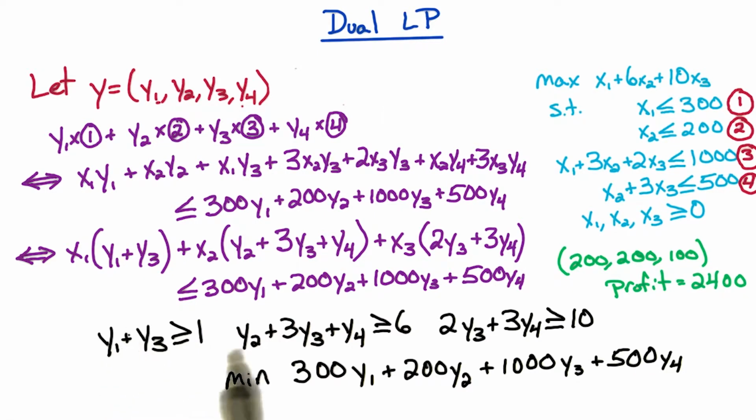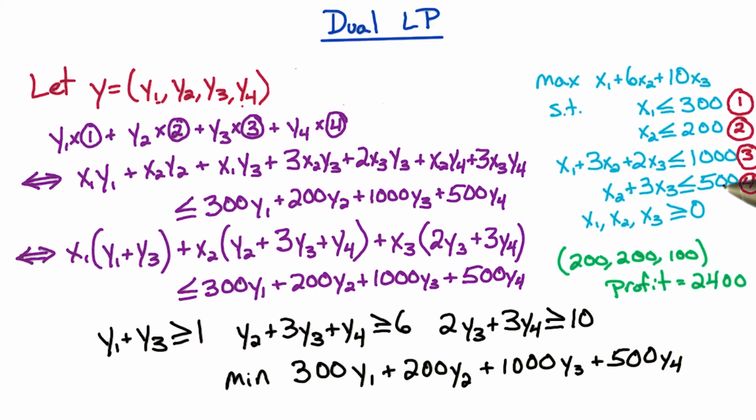Finally, where do the left-hand sides of the constraints come from? Well, this first constraint, these are the terms which contain x1. Which constraints contain x1? Well, the first constraint and the third constraint contain x1. And therefore, y1 and y3 appear in the first constraint. Which constraints contain x2? The second one, the third one, and the fourth one. And therefore, in the second constraint, y2, y3, and y4 appear, because the second, third, and fourth contain x2.